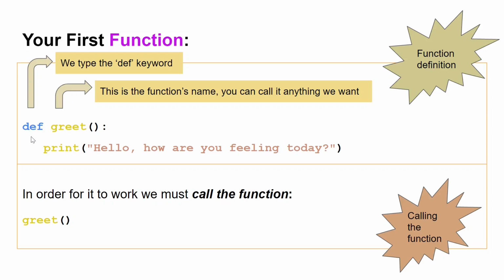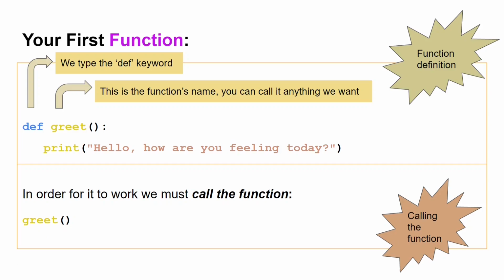First we have to type the keyword def, or define, and then we have to type the function's name. This can be called anything you want, and you have to leave two empty brackets after it, and again we put a colon, and then inside of it we can do whatever we want, just like an if statement or a for loop. In this case I'm just printing a message, but we will do more complicated stuff with it later. And in order for it to work, we need to call this function by typing the function's name over here and two empty brackets.